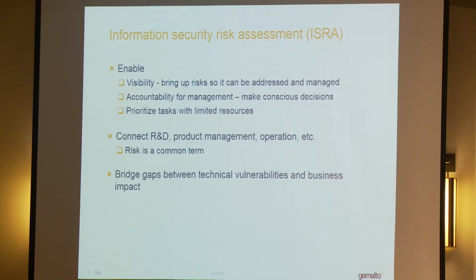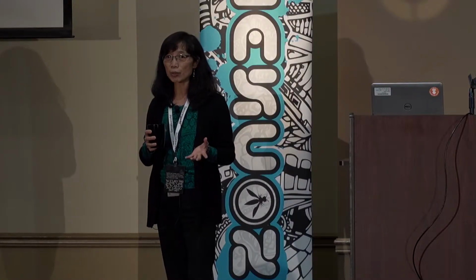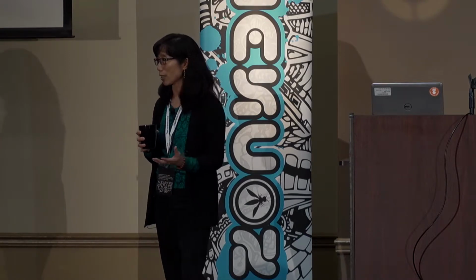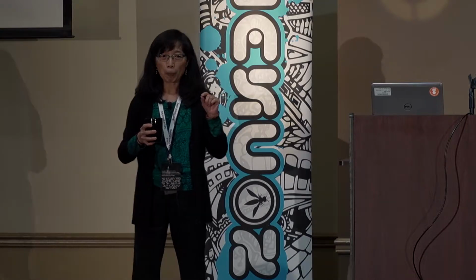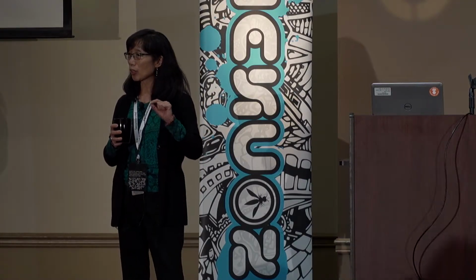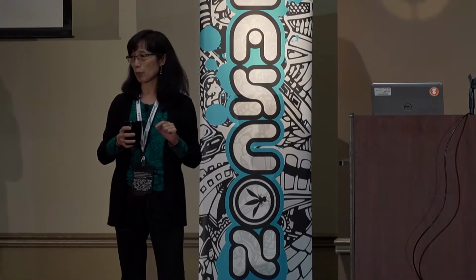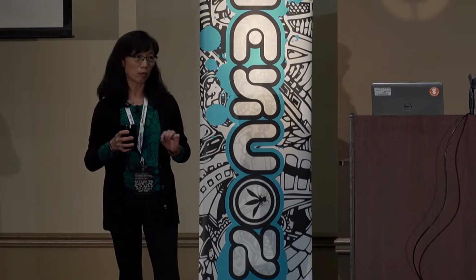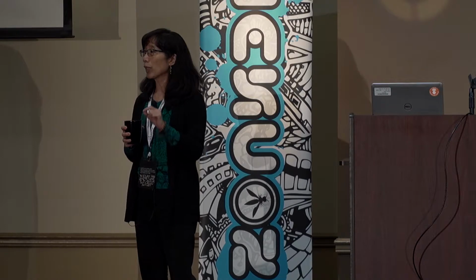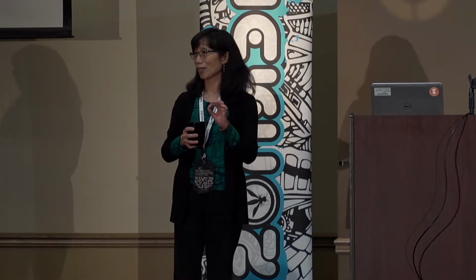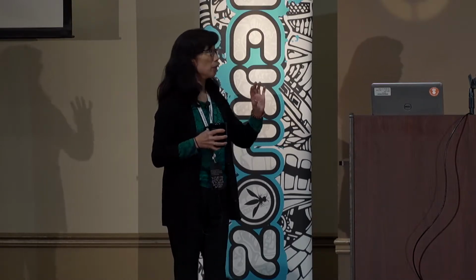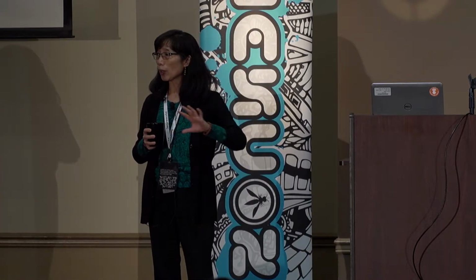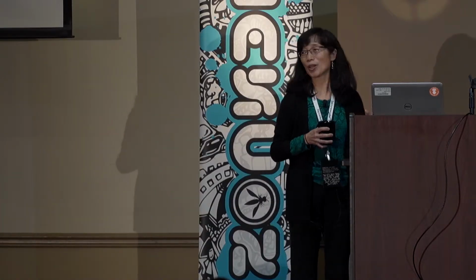Another important thing is that it can provide a common language to different divisions of your company. For example, in Gemalto, we have different business units. In each business unit, we have R&D, we have operations, we have product management, and others, right? The R&D team will talk in technical terms. The business people, the product management people, talk in business terms. But risk is a common term that everyone can understand. That's why we talk about risks. We talk about assessing risks. And then we can bridge the gap between the technical people and the business people. Okay, so we're talking about why we do this.